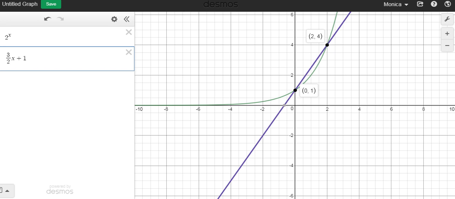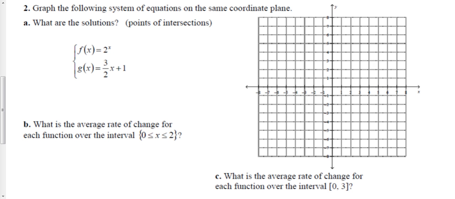So we'll go ahead and answer part A real quick. When we do that, we get 0, 1 and 2, 4. Okay? The other thing for part 2 is it does say graph the following system of equations.